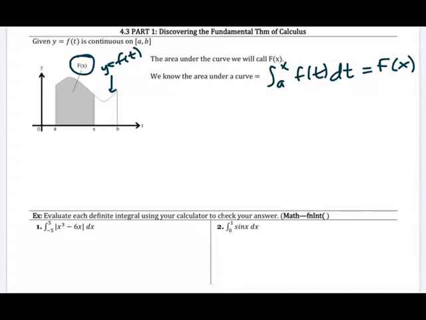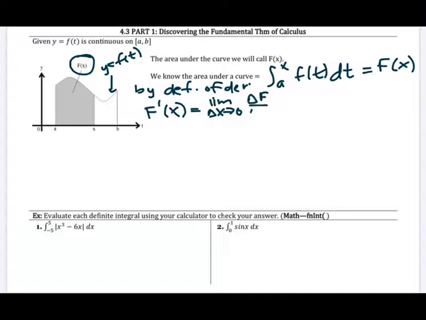So let's talk about capital F of x. If we wanted to look at the derivative of that, by the definition of derivative, the derivative F prime of x would be the limit as delta x, sometimes we call it h, but we're going to call it delta x because we're really looking at the x-axis here, goes to 0 of delta F over delta x. So we're just applying the definition of derivative to capital F of x.